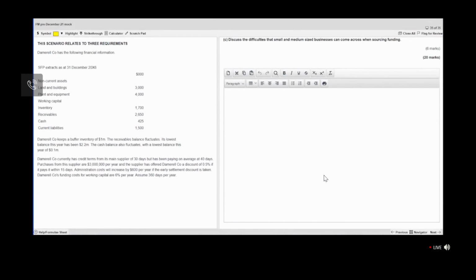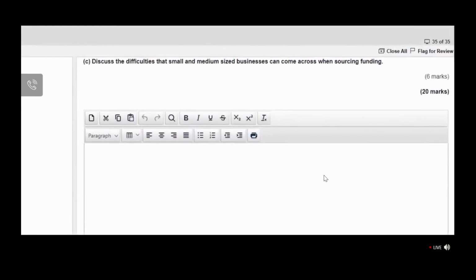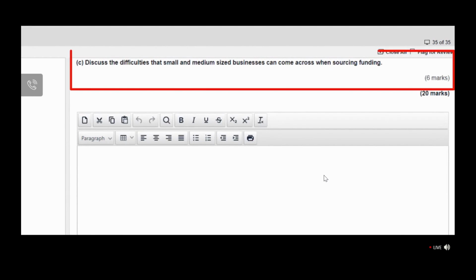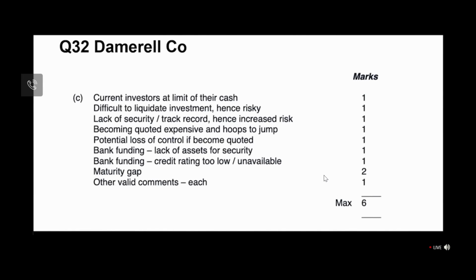Finally, we come to C. This is for 6 marks. This is a really open-ended question. It says, discuss the difficulties that small and medium-sized businesses can come across when sourcing funding. There is a lot to say on this, and the marking scheme reflects this, so you'll have to plan your answers carefully. There are many more marks here than 6. In fact, there's 10 marks going.